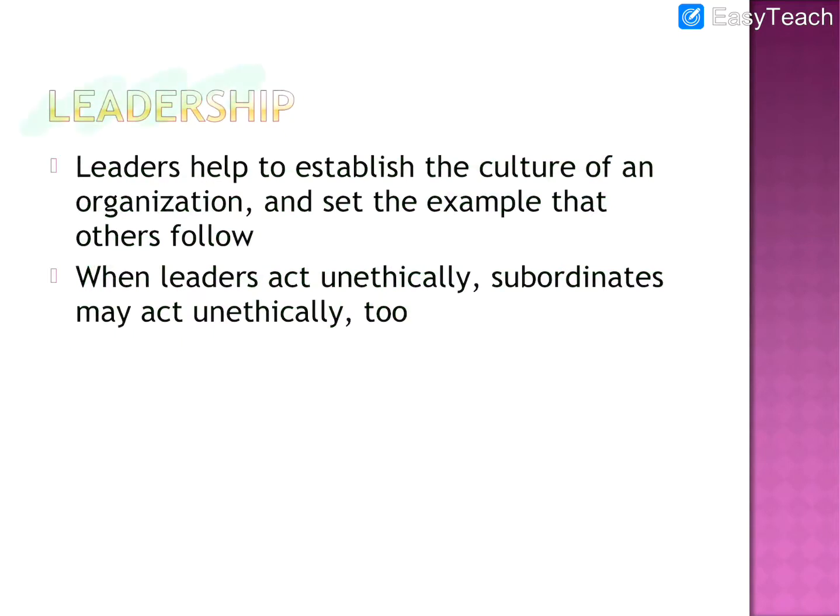Then you have leadership. Leaders help to establish the culture of the organization. Normally they are the ones who set the example and others will follow. So when leaders act unethically, normally your subordinates, the workers who work under you, are also going to act unethically. So this is one of the factors that shape ethical behavior.